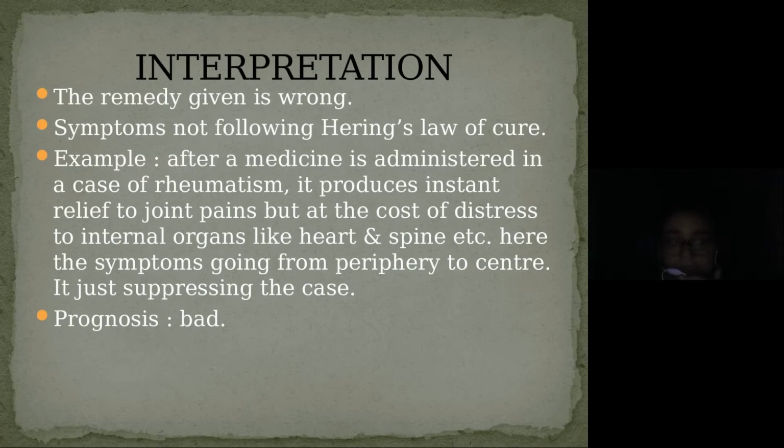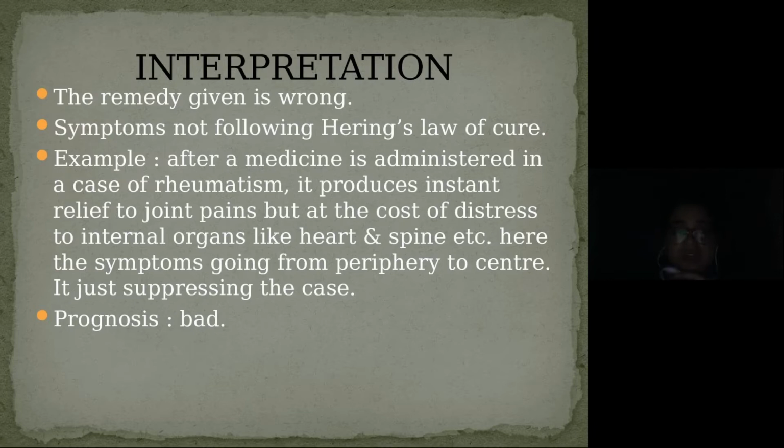Example, after a medicine is administered in a case of rheumatism, it produces instant relief to joint pains, but at the cost of distress to internal vital organs like heart, spine, etc. So here the symptoms are going from periphery to center, but Herring's law of cure says that symptoms must go from center to periphery, disappearing in the reverse order of their appearance. So if this 12th observation happens, then it's just suppressing that condition. So it is not cured.